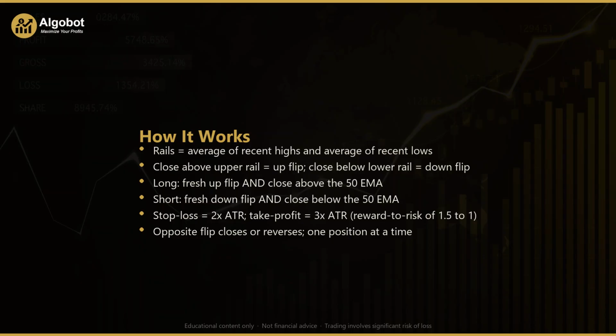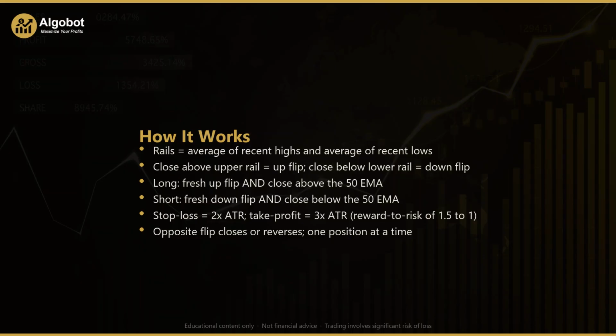Risk management is defined the moment a trade opens. The EA measures current volatility using the average true range over 14 bars. The stop loss is placed at 2 times that range away from entry, and the take profit at 3 times the range. That fixed structure gives a reward-to-risk ratio of 1.5 to 1. And it scales automatically with how volatile the market is at the time.